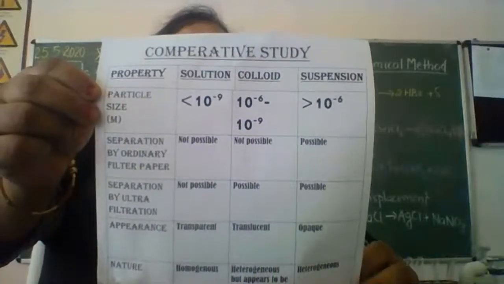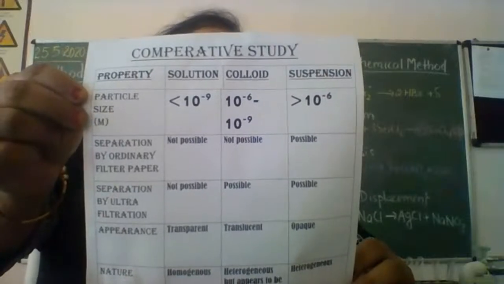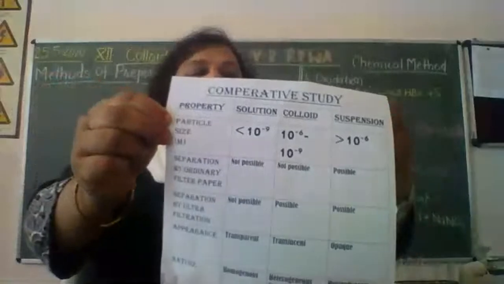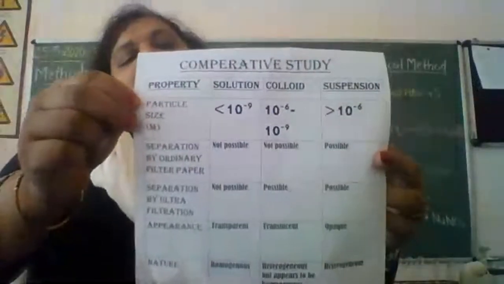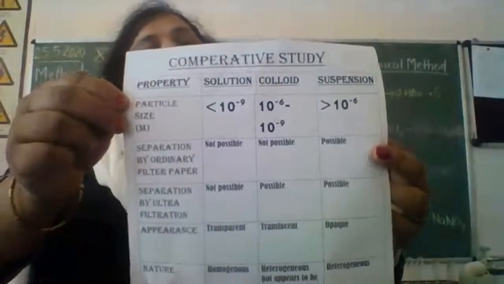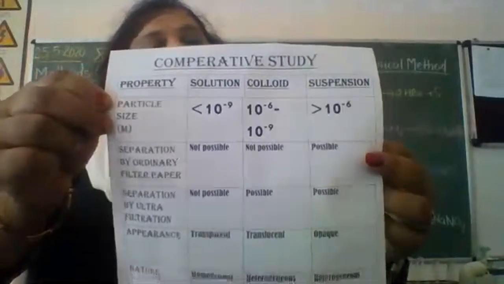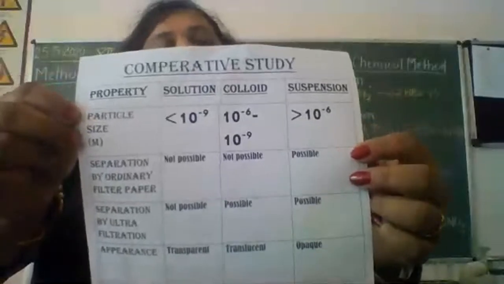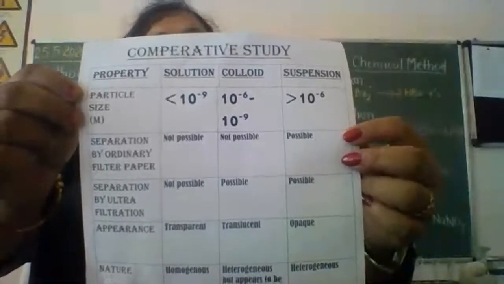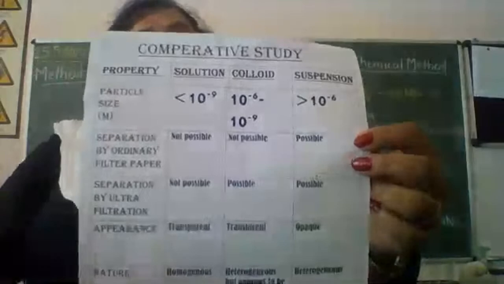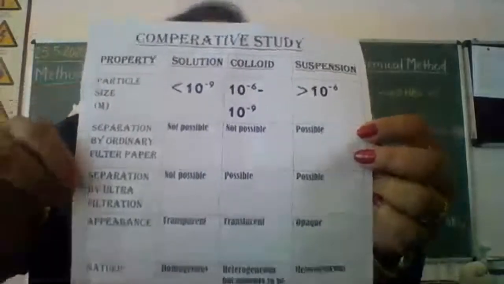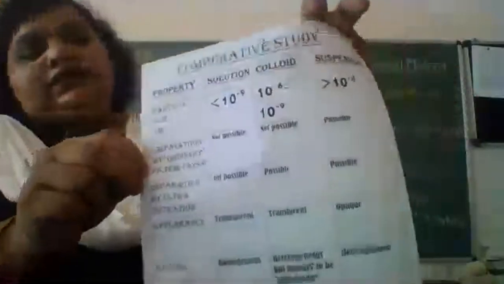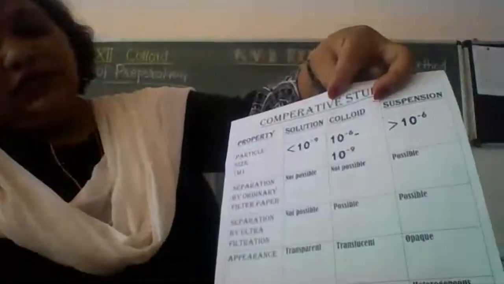If the particle size is between 10 to the power minus 9 and 10 to the power minus 6 meter, in nanometers, less than 1 nanometer is a solution, 1 to 1000 nanometer is the colloid, and greater than that, 10 to the power minus 6 meter, is the suspension. In terms of nanometers, it's greater than 10 to the power 3, right? Then some more properties you can see here.